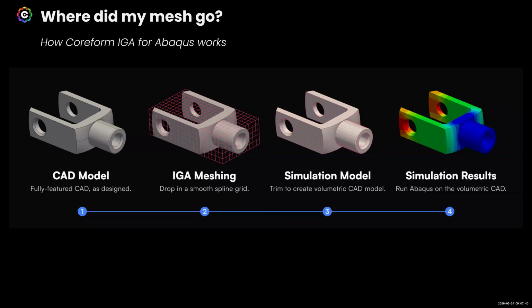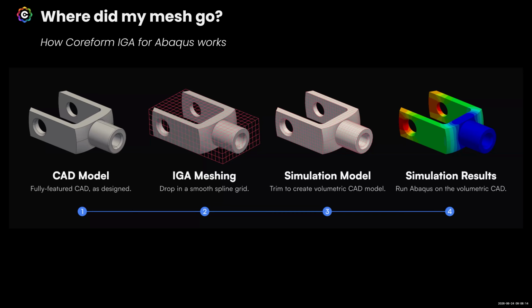But what we do is we go from the CAD model, the fully featured model on the left. We can drop that CAD model into a high order smooth spline grid. That's that red grid mesh looking thing that you see there. And then we trim that grid away to the boundary of the CAD. You can think of that as being a Boolean intersection between the spline grid and the CAD geometry. That's accomplished essentially through unique quadrature schemes.